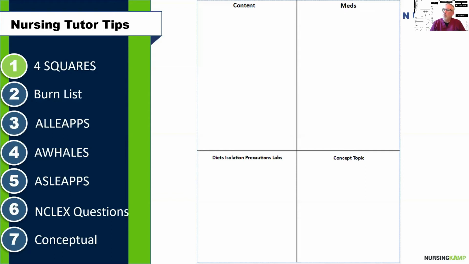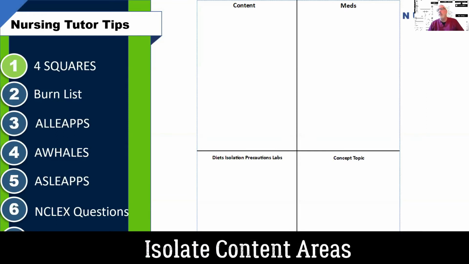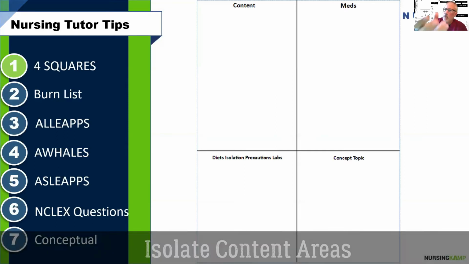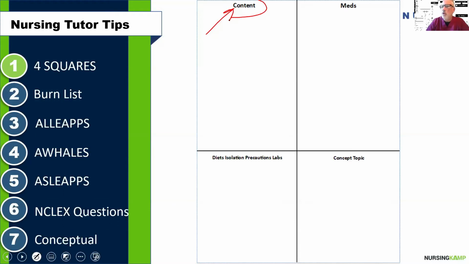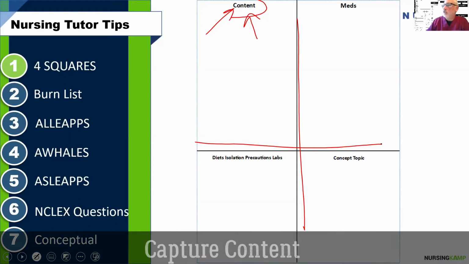What the 4 squares allows you to do is actively listen and then isolate. Isolate is the biggest part of this. Isolation is a way that we take the data that we're hearing and pull it out. The first section we're going to look at is called content. So you separate your paper into 4 different areas, and then you listen. Like I said before, you should always be recording your lecture so that you can go back to it. This is to isolate the content as you're going through it.